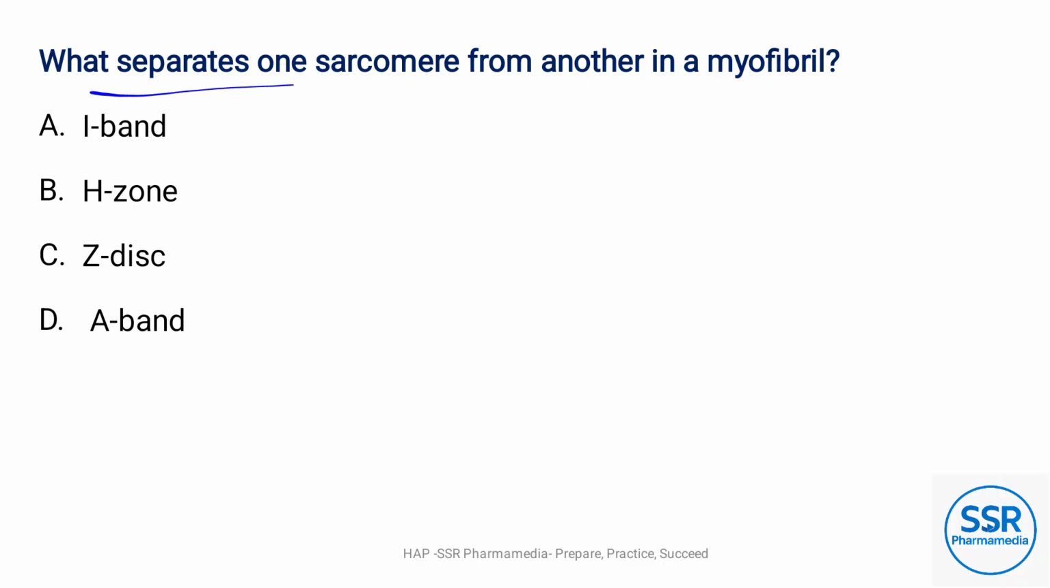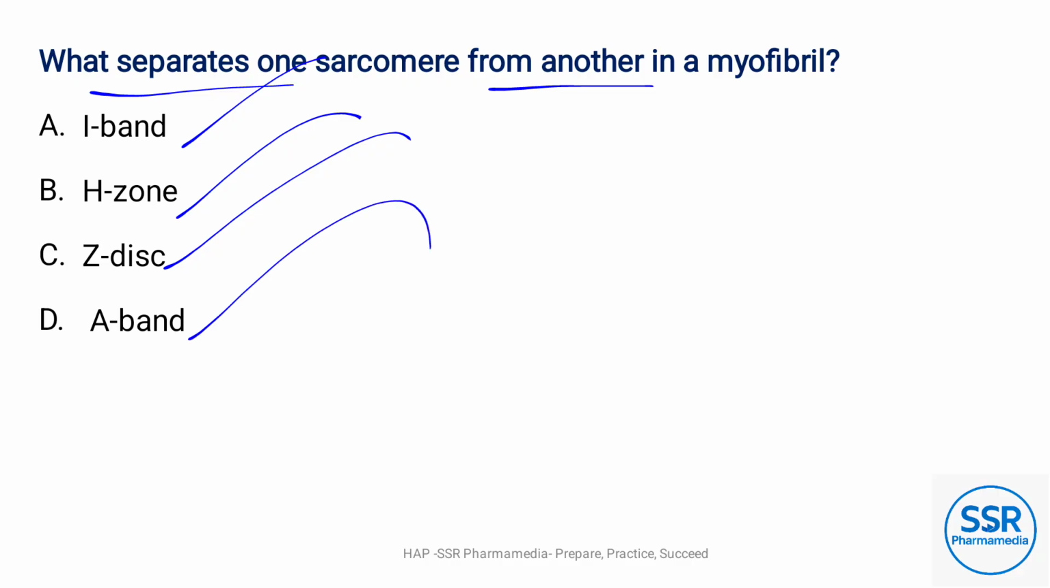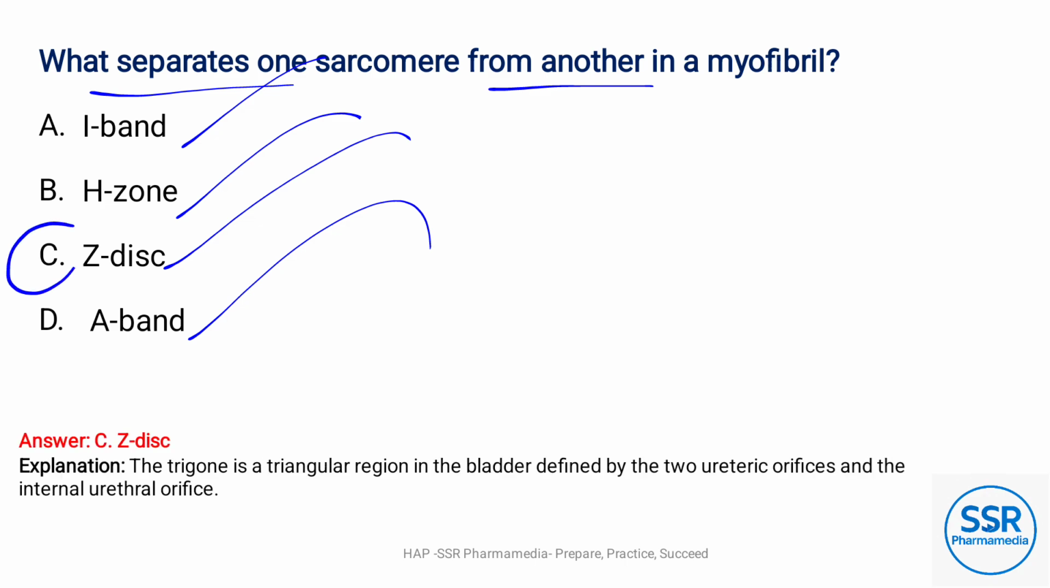What separates one sarcomere from another in a myofibril? Option A, I band. Option B, H zone. Option C, Z disc. Option D, A band. So the answer is option C, Z disc.